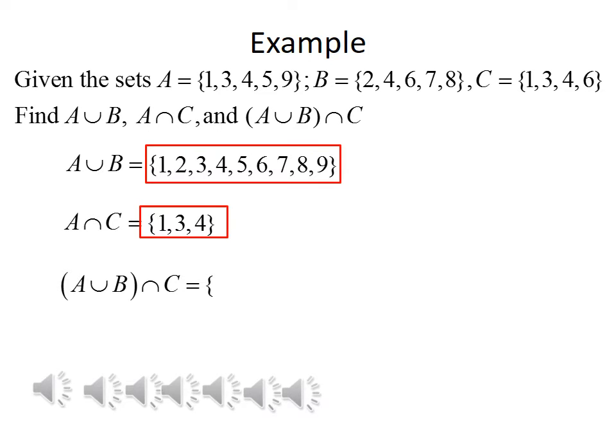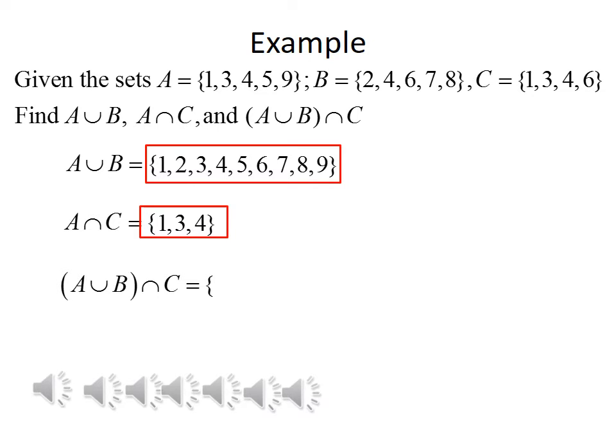The last part of this example is probably the trickiest part because it's a compound statement. We want to find out the intersection of C with the union of A and B. So in order to do this, we want to take it one step at a time. First, we want to find out what the union of A and B is. Since that's in parentheses, we want to find that first. Now, fortunately, that was the first part of the example.